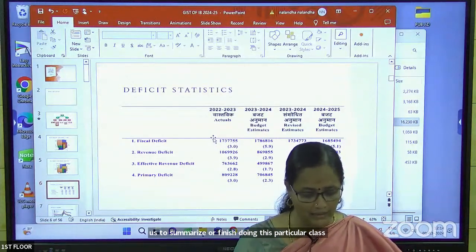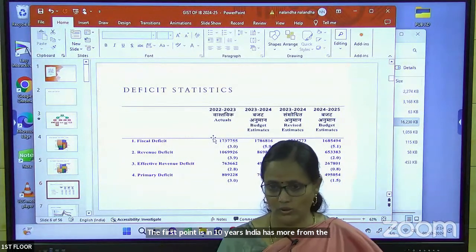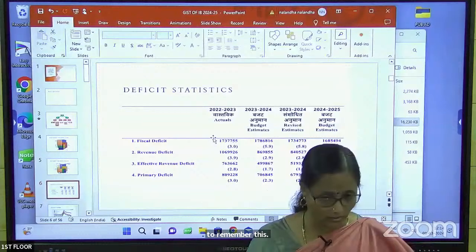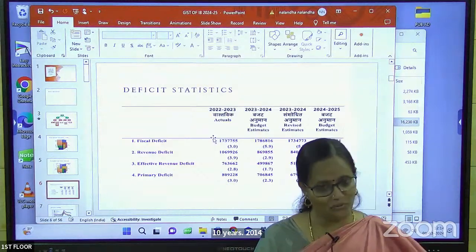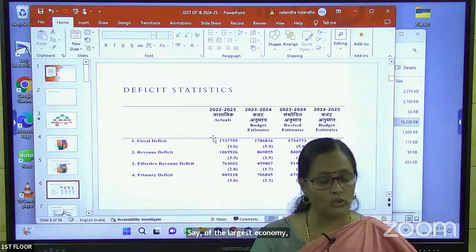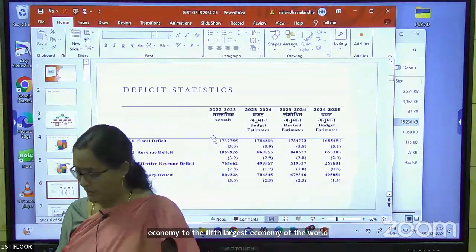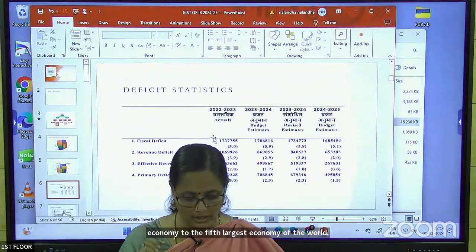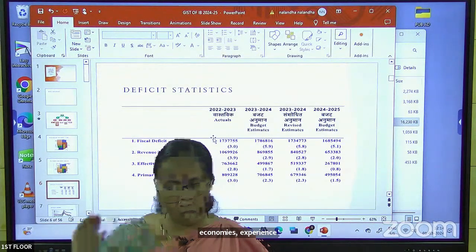The first point is, in 10 years, India has moved from the 10th largest economy of the world to the 5th largest economy of the world. So you have to remember this statistic. 10 years, Amrit Kal. From 2014 till now, we have moved from the 10th largest economy to the 5th largest economy of the world. That's the first thing. Second, they have summarized our economy's growth experience from independence till 2014.